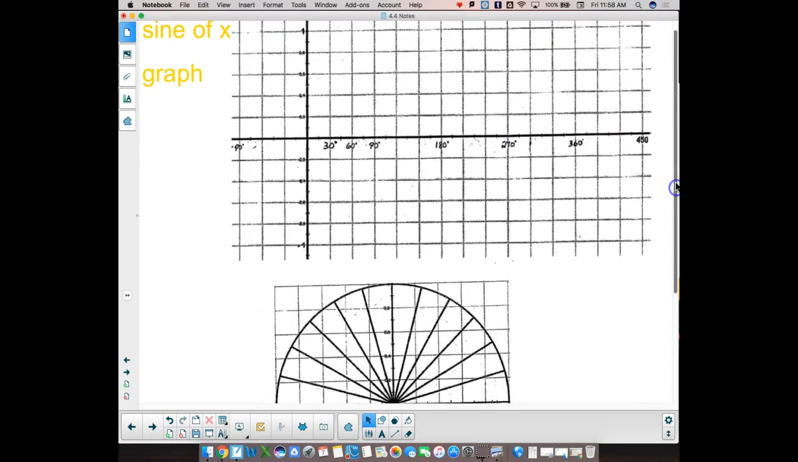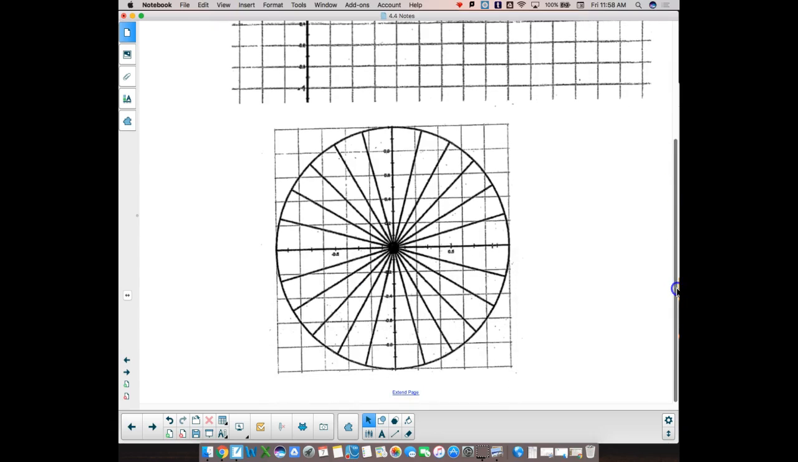So what I mean by that is, notice the scale up here. The scale is in 30-degree increments, correct? Okay, so I'm going to go down here and find 30 degrees. Well, 30 degrees is this one right here, this is 60, and this is 90. Right? And they're actually by 15s down there.